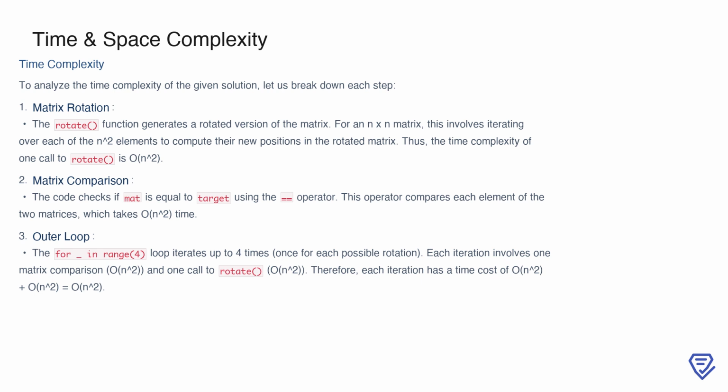Finally, the algorithm uses an outer loop that iterates up to 4 times, once for each possible rotation. During each iteration, we perform one matrix comparison and one rotation, both of which are O(n²) operations. This means that each iteration of the loop has a total time cost of O(n²) plus O(n²), which simplifies to O(n²).